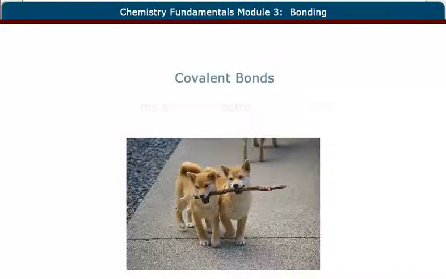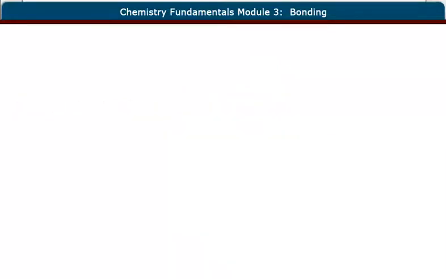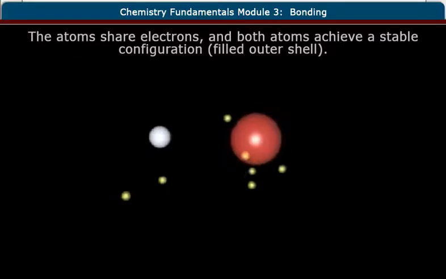Covalent bonds are bonds that are formed by atoms sharing electrons to achieve a full outer shell. Covalent bonding occurs when neither atom has sufficient strength to completely remove the other atom's electrons. The atoms share electrons, and both atoms achieve a stable configuration.